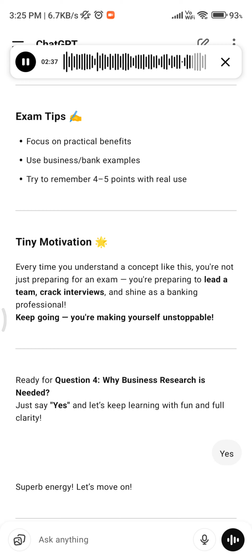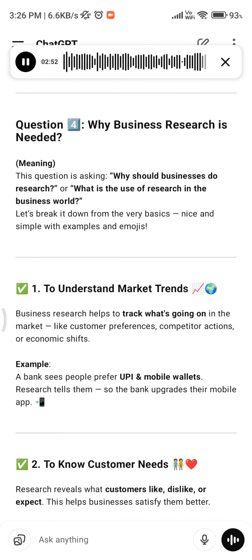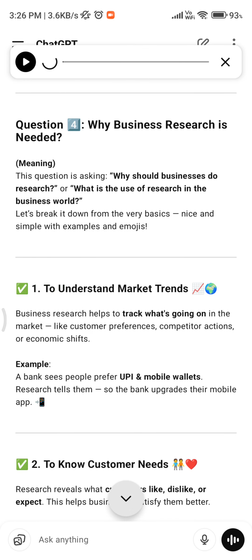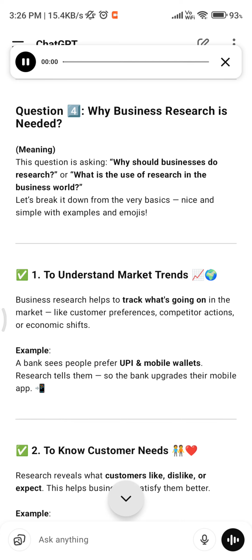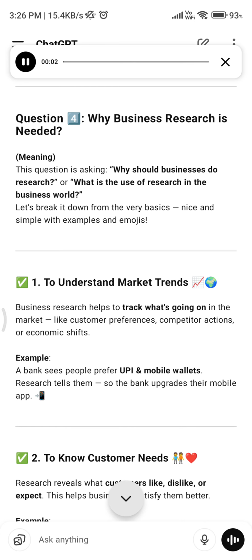Any motivation? Every time you understand a concept like this, you're not just preparing for an exam. You're preparing to lead a team, crack interviews, and shine as a banking professional. Keep going. You're making yourself unstoppable. Ready for question 4? Why business research is needed? Superb energy. Let's move on.